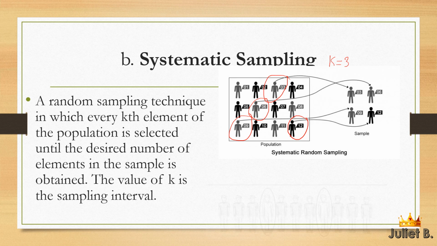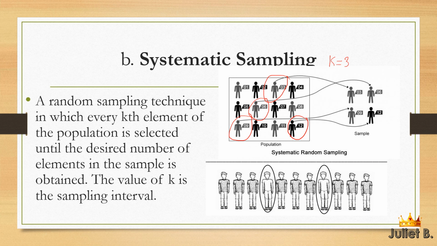Dito naman sa susunod na illustration, ang k niya ay 4. 1, 2, 3, 4. Bilang ulit siya mula dun sa napili niya, bilang ulit siya ng 4. 1, 2, 3, 4. So, yan. Kaya ang nakuha niya, itong ika-4 at yung ika-8. Let us have example under this.